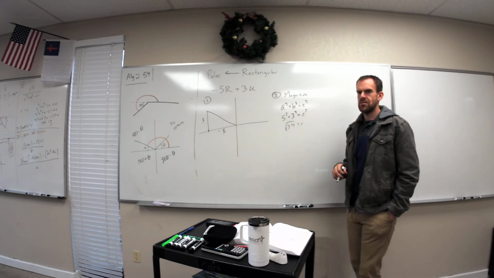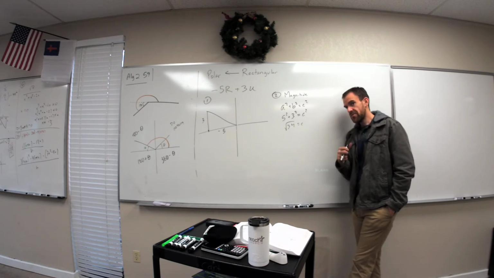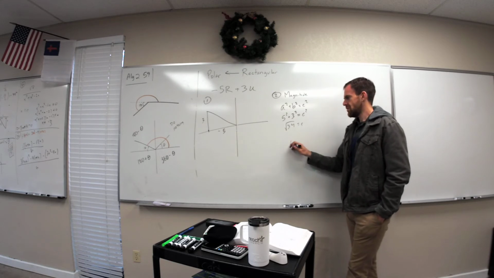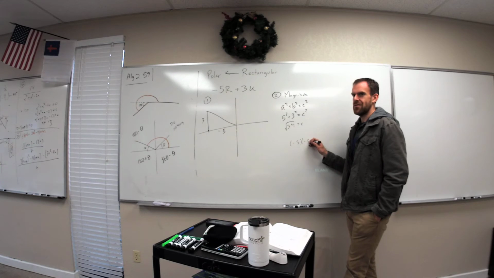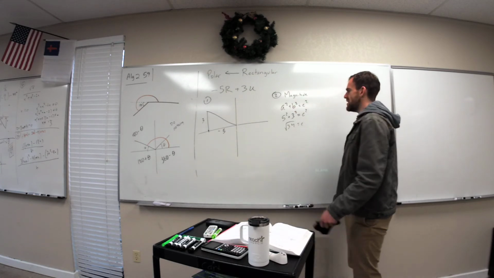Isn't it negative? You square it, it goes away. Negative 5 squared is 25. Negative 5, negative 5. Oh, right. Okay, never mind. Done. Okay, that's the magnitude.